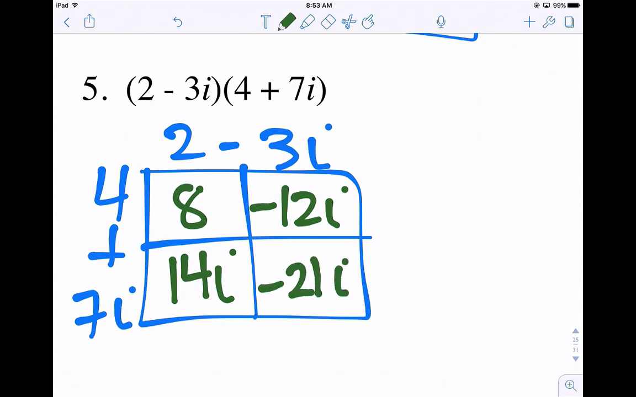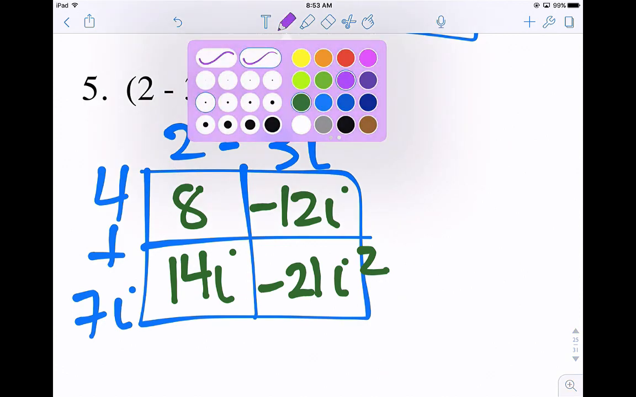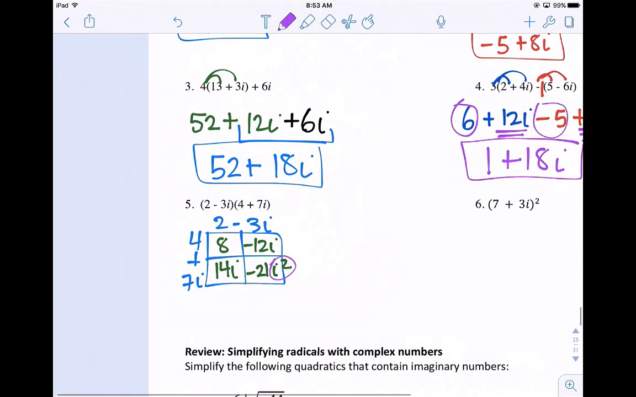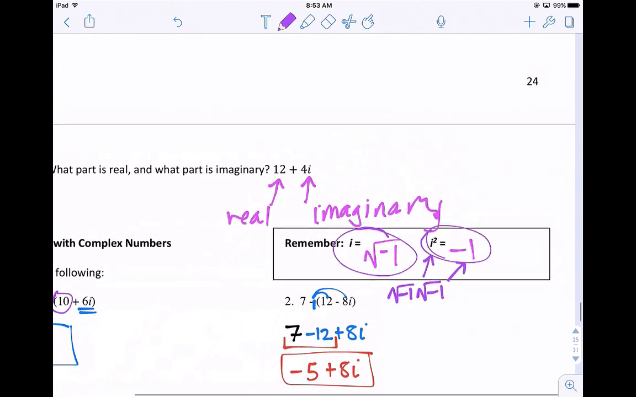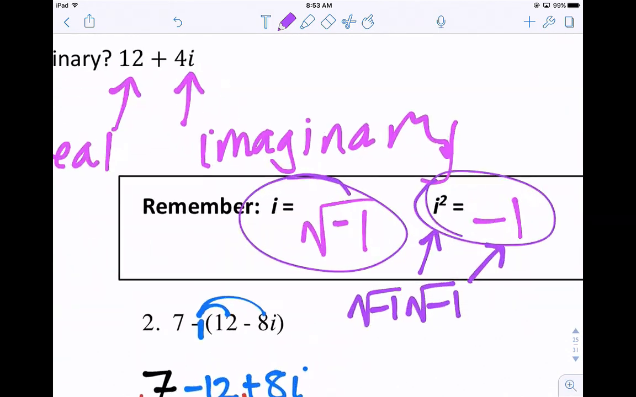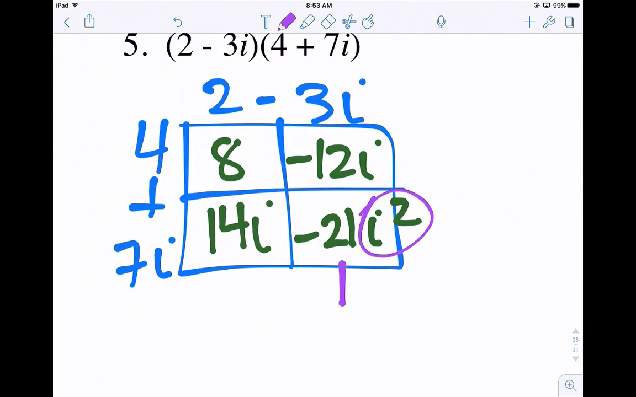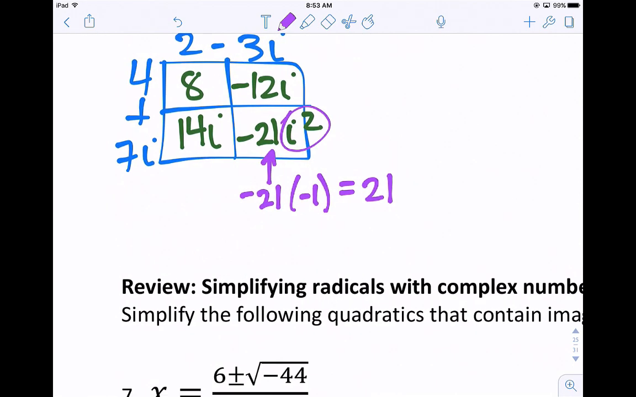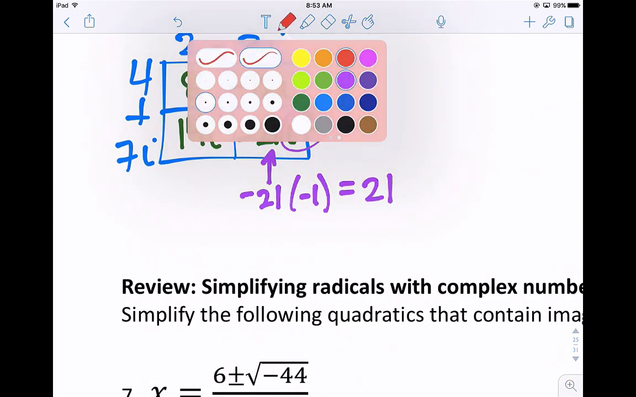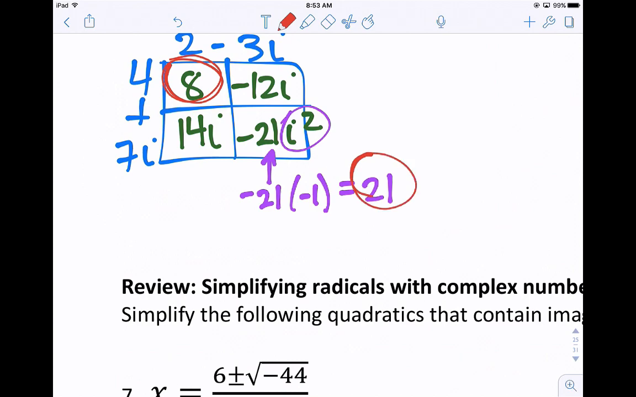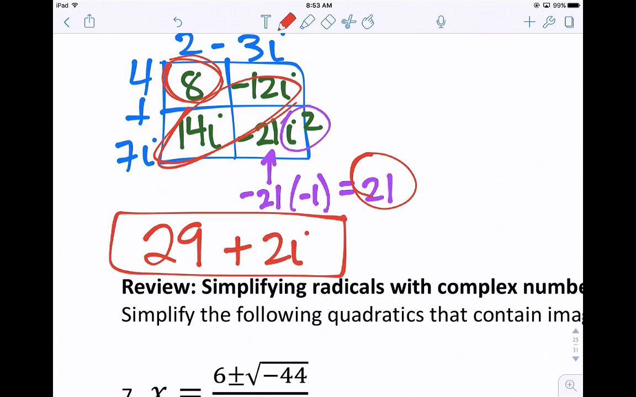Oops, i squared. But remember we said i squared is actually a real number. The i squared is negative 1. So let's change that. So this part right here would be negative 21 times negative 1, which is 21. All right, let's combine like terms. Add our real numbers together first. So that would be 8 plus 21, that's 29. And then put together your imaginary numbers. 14i minus 12i is 2i. So you have 29 plus 2i.